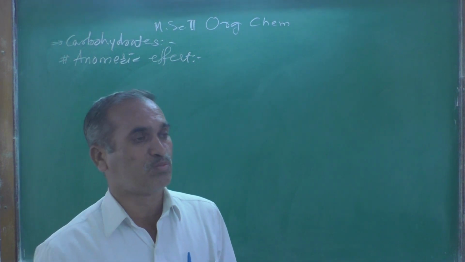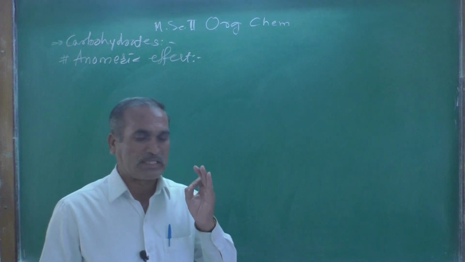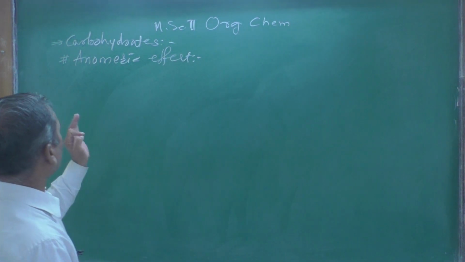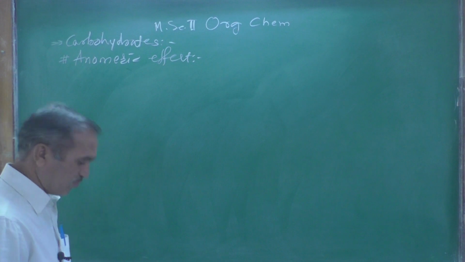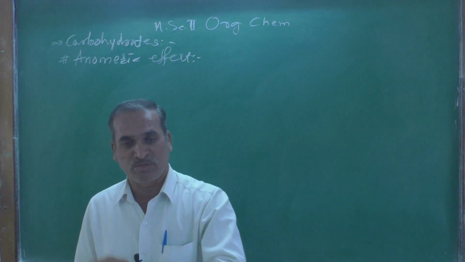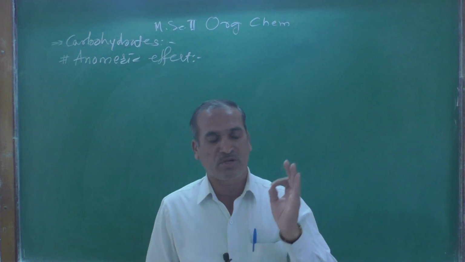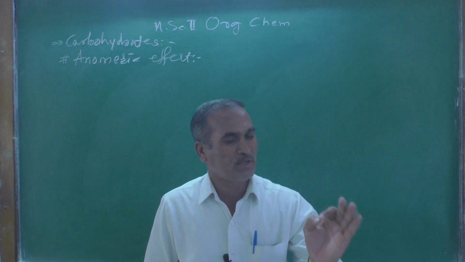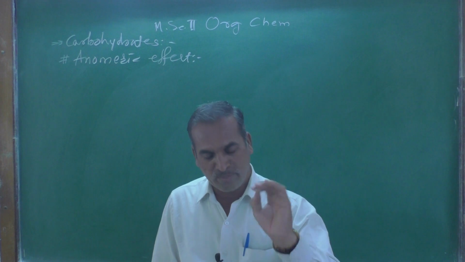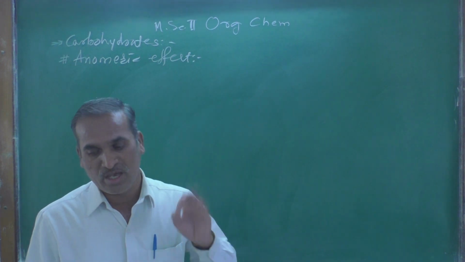Now let us move on to the next point we are discussing right now. What is that point? Look here: the anomeric effect. What do you mean by anomeric? We know that anomers are optical isomers that differ in configuration at only one carbon atom, specifically carbon number 1, and that effect is known as the anomeric effect.